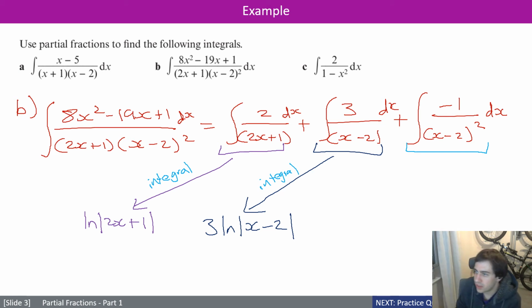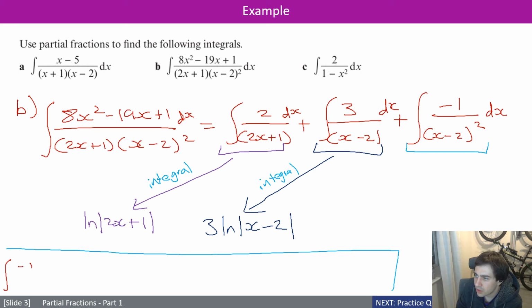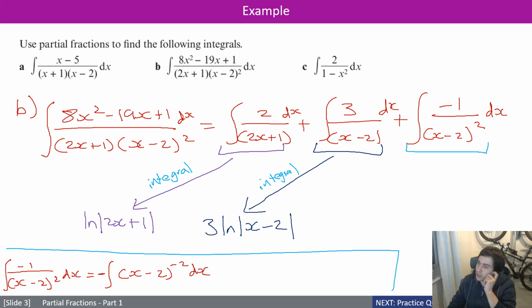So to do that one, let's just have a little thing on the side here, and rewrite this expression minus 1 over x minus 2 squared. That's just a power, really, isn't it? We've got a minus 1 on the outside, and then x minus 2 to the minus 2 dx. This we can then do with a chain rule, right? So we've got a function to a power being multiplied by the derivative of that function, right? The derivative of the function x minus 2 is just 1, so it's a constant. So this we can do by reverse chain rule.